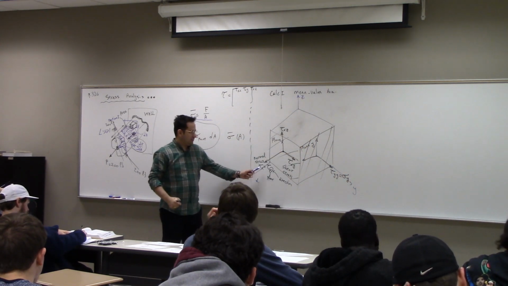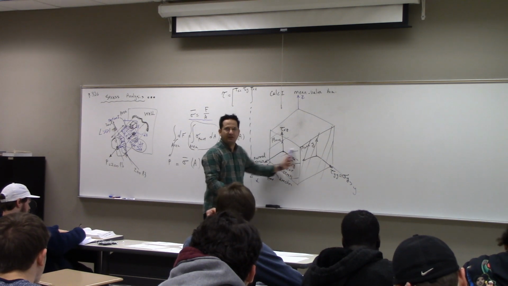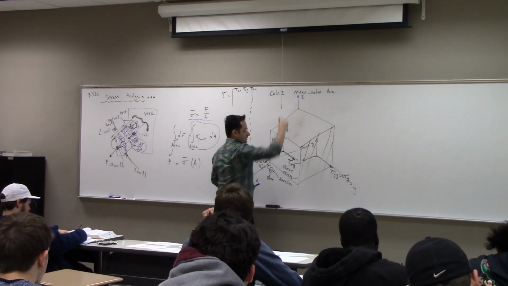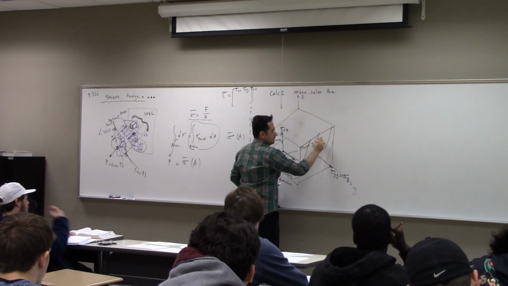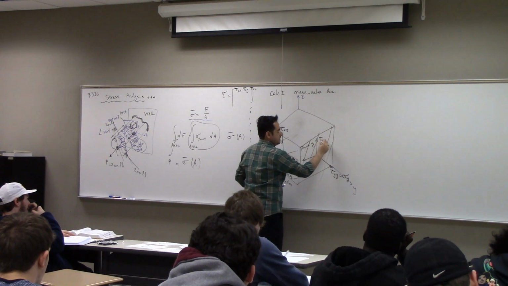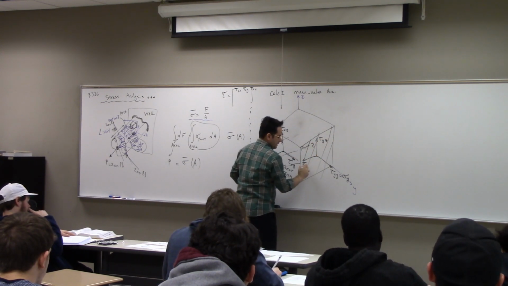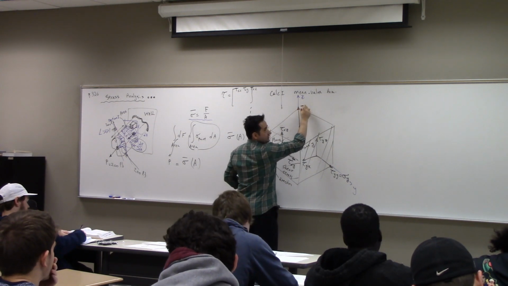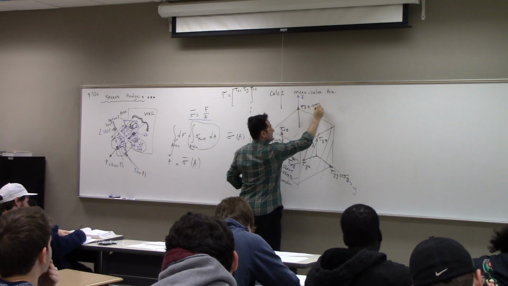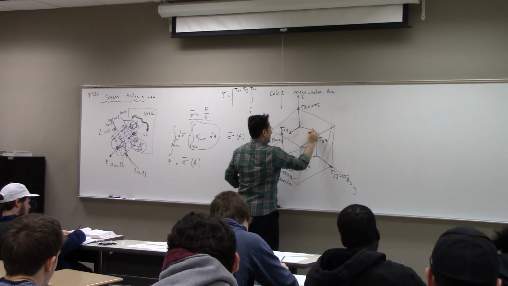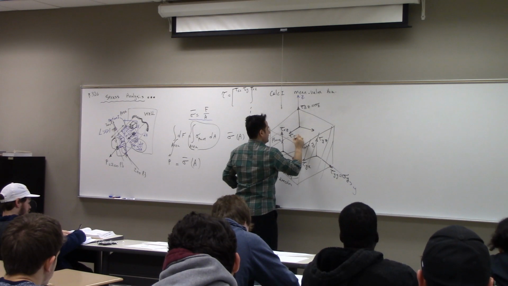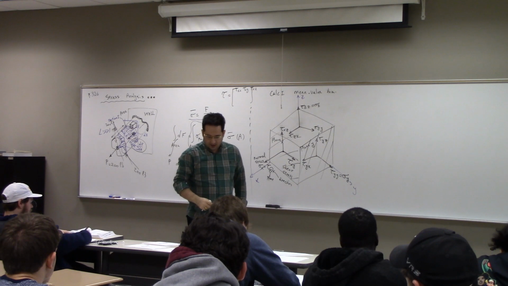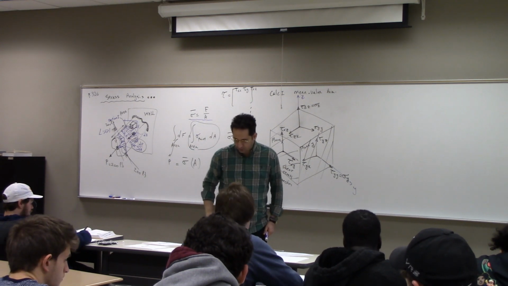Sigma X, sigma Y, that's a normal stress in the Y direction, normal stress in the X direction, and we're going to have a normal stress in the Z direction. So what about this guy? This is going to be tau YZ, tau YX. And finally here, this is tau ZZ, sigma Z, and then this is tau ZX, tau ZY.